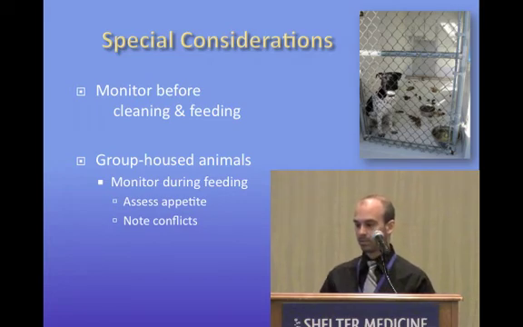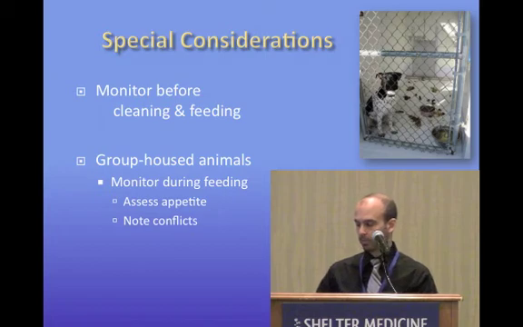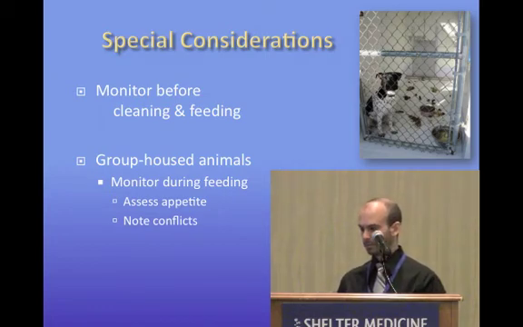You want to have somebody, again, this may not be the daily rounds team, it may be the actual animal husbandry person who's cleaning and feeding, filling out a check sheet to say whether or not an animal ate, whether it urinated and defecated normally. Then the daily rounds team comes at a later time and actually monitors that check sheet and follows up on items that are on there. But some type of monitoring has to occur before cleaning and feeding, and this picture provides a good example why.